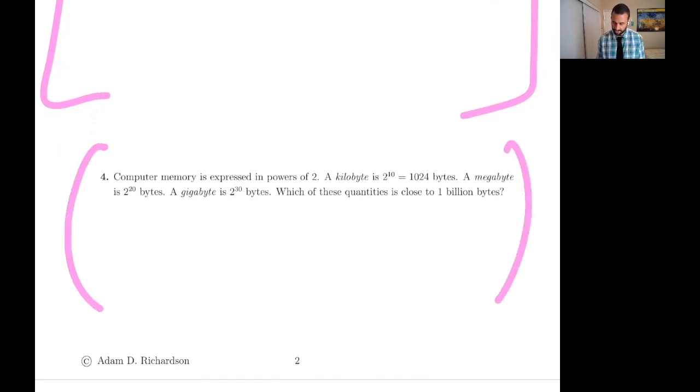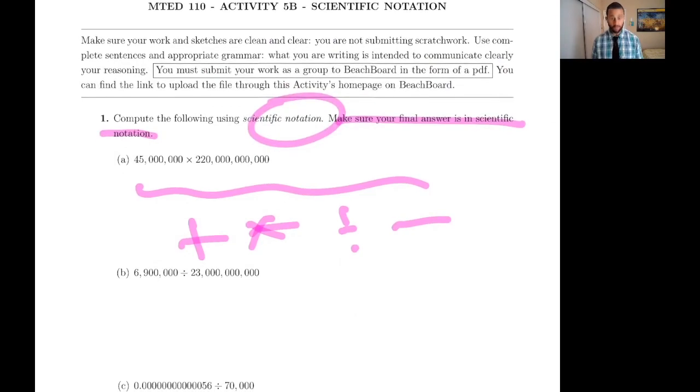And then this is a cool one too. This one just gives you some intuition for the size of computer memory. Here, a kilobyte is 1,024 bytes. A megabyte is 2 to the 20 bytes. A gigabyte is 2 to the 30 bytes. Which of these quantities is close to a billion? So think about it. All right, so that's activity 5B, and that takes us to the end of chapter 5.